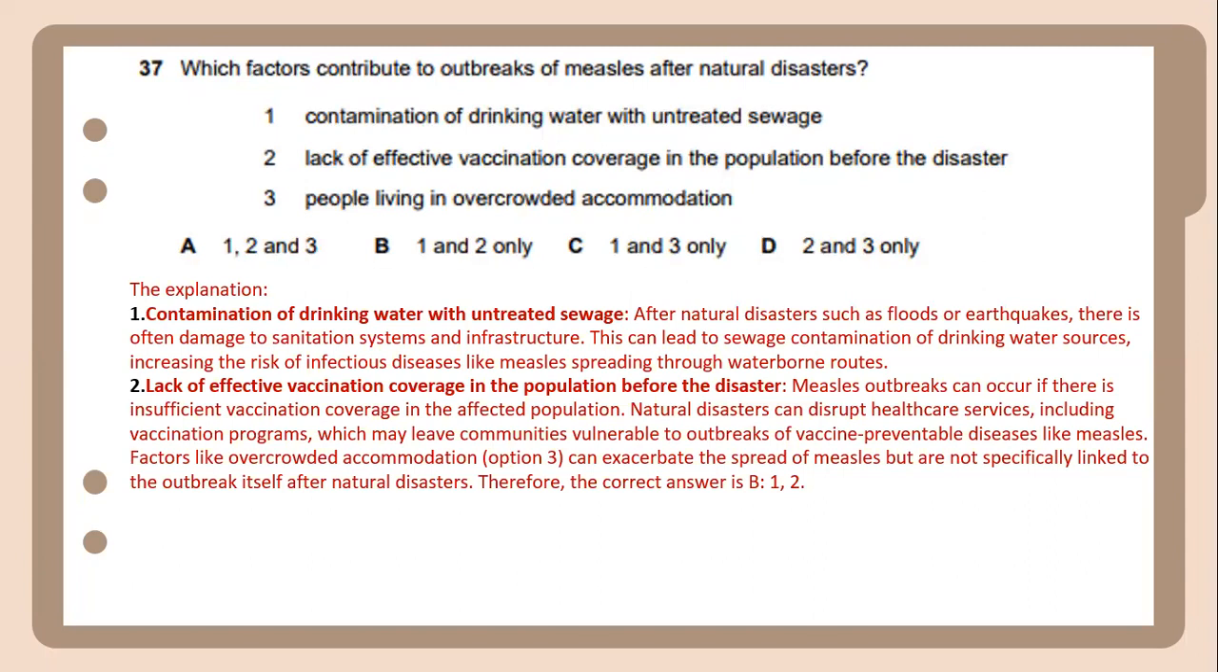Number two, lack of effective vaccination coverage in the population before the disaster. Measles outbreak can occur if there is insufficient vaccination coverage in the affected population. Natural disasters can disrupt healthcare services, including vaccination programs, which may leave community vulnerable to outbreak of vaccine-preventable diseases like measles. Factors like overcrowded accommodations, option 3, can exacerbate the spread of measles but are not specifically linked to the outbreak itself of the natural disaster. So the correct answer will be 1 and 2, which is B.